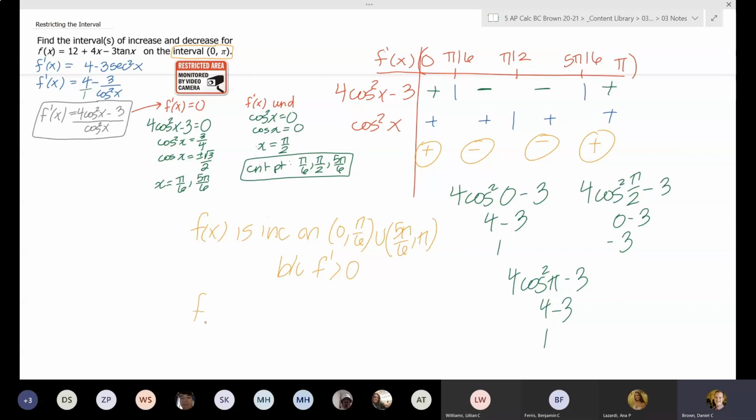And I know that f of x is decreasing. Again, I'm going to write this as 2 separate intervals because pi over 2 is a critical point. So pi over 6 to pi over 2, union pi over 2 to 5 pi over 6. How do I know it's decreasing there? Because f prime is less than 0.